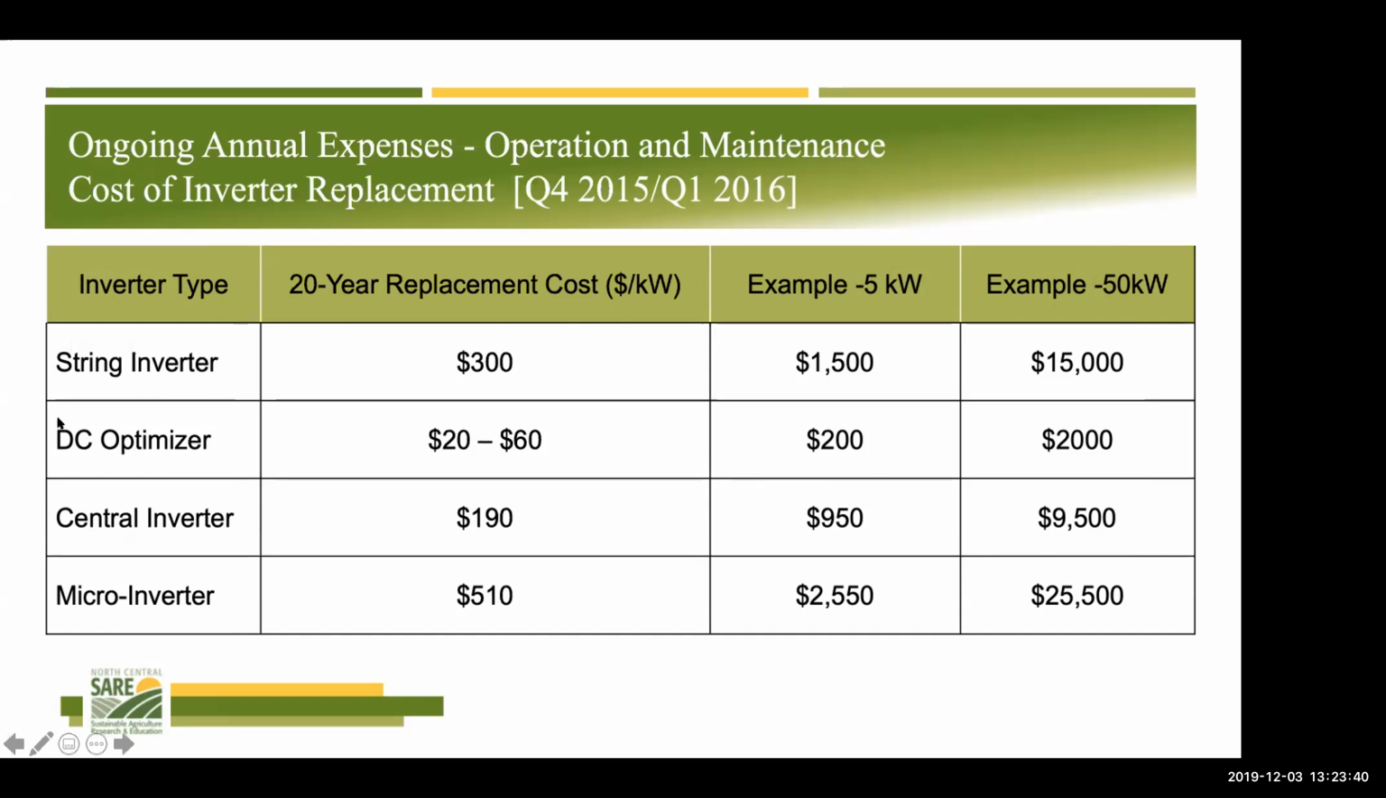This is a chart that is just putting some numbers to what the replacement cost would be. This would include both the purchasing of the equipment and installing it. So if we just looked at a simple string inverter on a 5 kW system, you're looking at $1,500 for the replacement of that 5 kW system. And then of course, as you get much larger systems, you could have larger cost allocated with that as well.